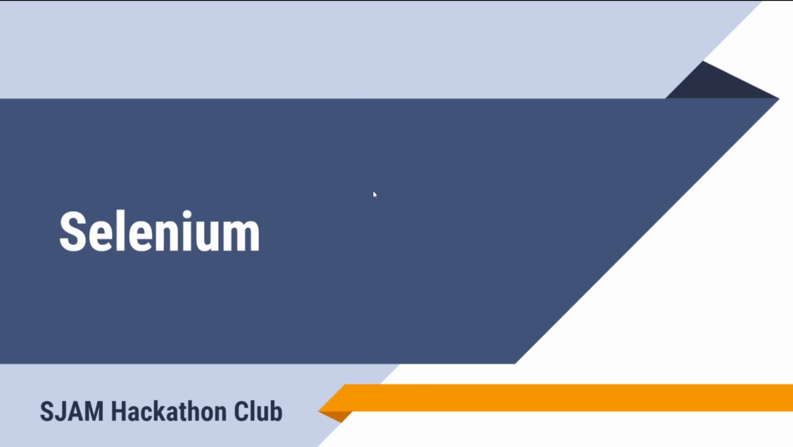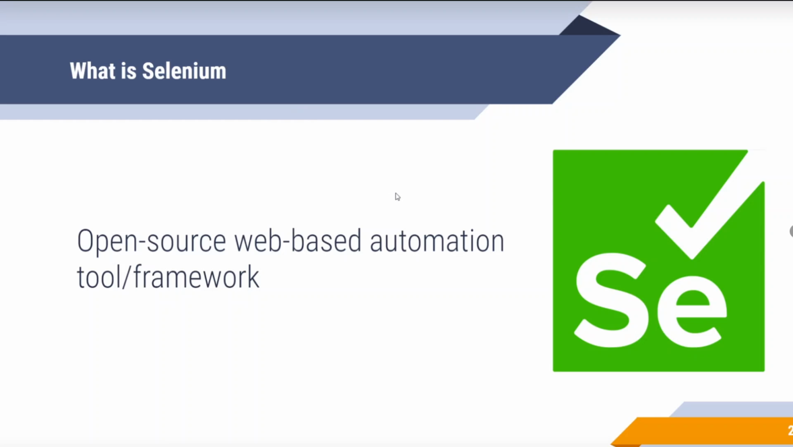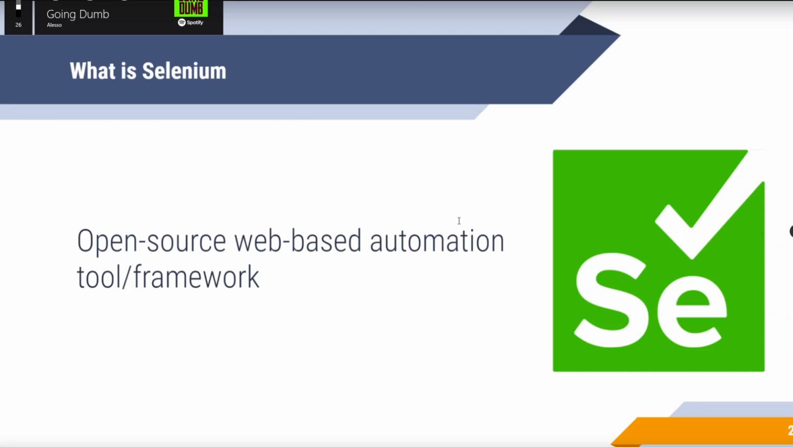So today we will just talk about Selenium, and more specifically, we're going to talk about Python Selenium. So what is Selenium? It's an open source web-based automation tool or framework. So what does open source mean? Essentially, it's just a piece of software that is not privately licensed. Open source software is software with a license that lets you modify the source code. You can inspect it, modify it, and enhance it.